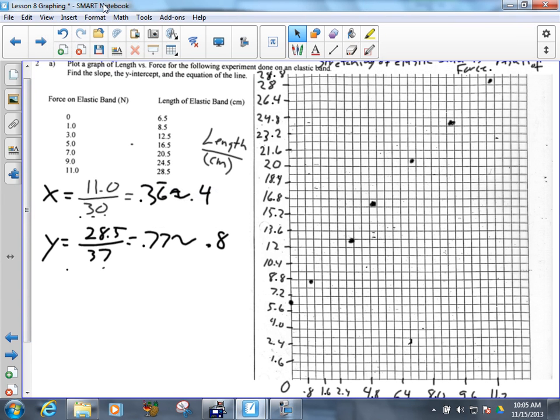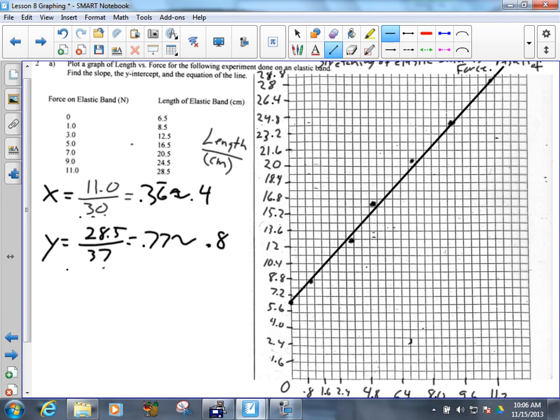On this one, now that we've got the points plotted, we have to draw the best fit line, and it obviously should not start where? It shouldn't start at the origin. My first point is on the y-axis at 6.5 centimeters. So I should probably start somewhere around there as best I can to follow the trend of my points. Probably something like that.